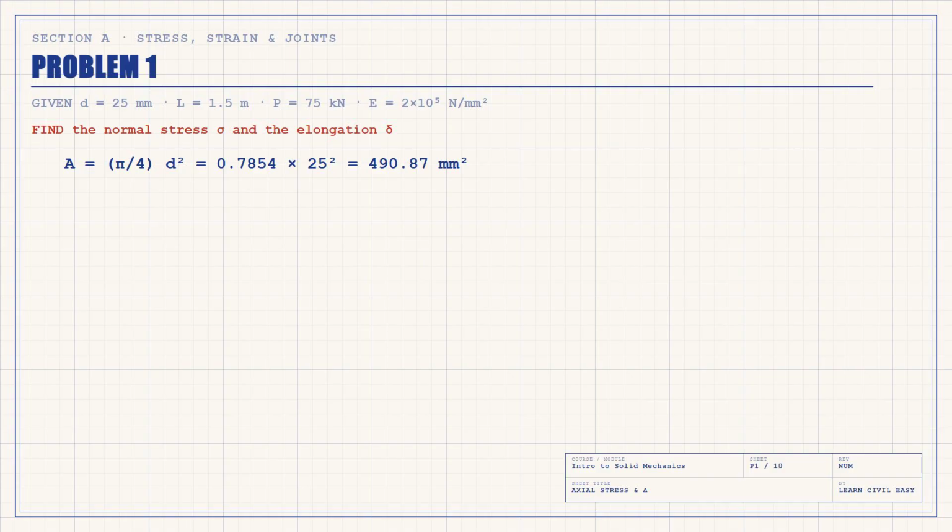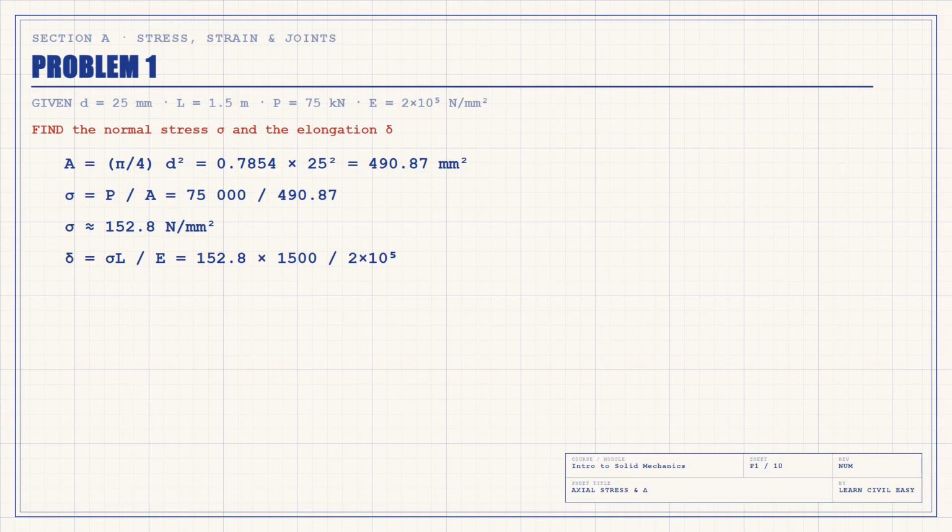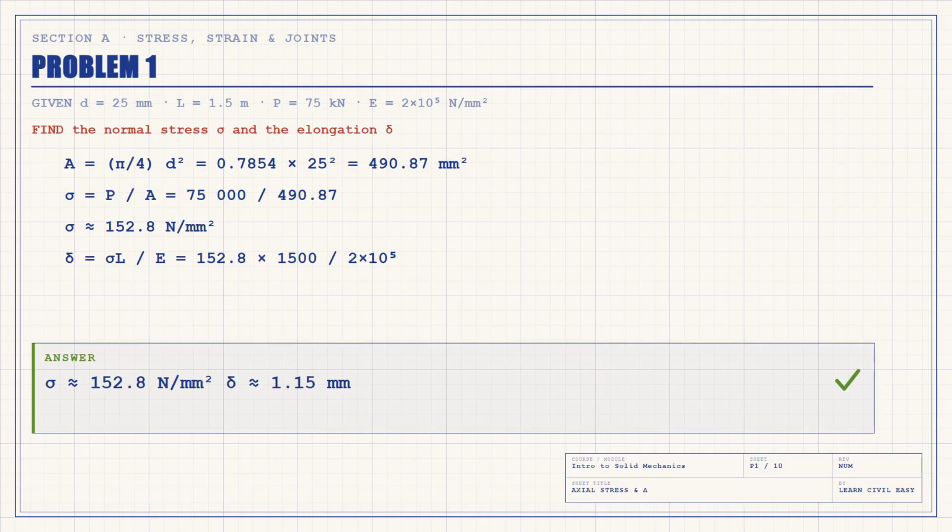A 25 mm rod carries 75 kilonewtons over a length of 1.5 meters. The cross-sectional area is pi by 4 d squared, that is 0.7854 times 25 squared, 490.87 square millimeters. Normal stress is P over A, 75,000 divided by 490.87, about 152.8 Newton per millimeter squared. The elongation is sigma L over E, which gives about 1.15 millimeters.